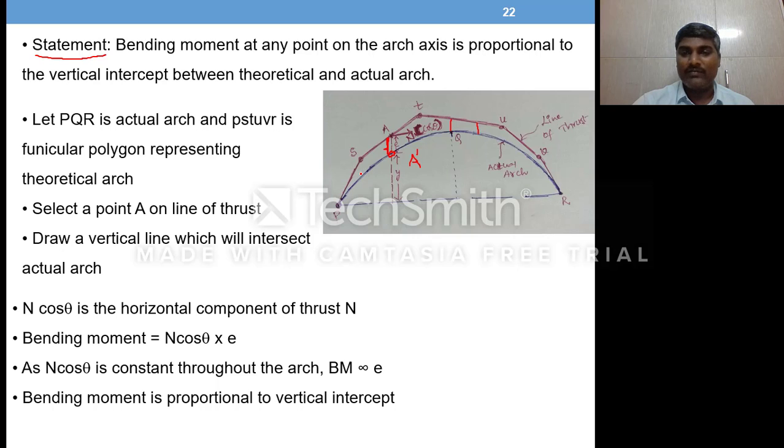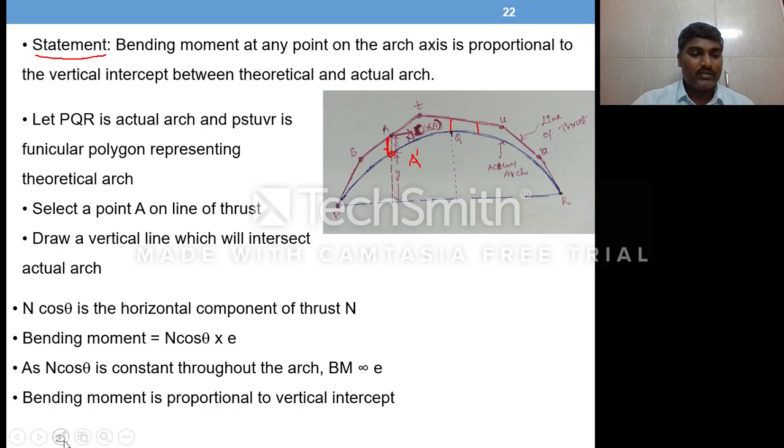Qualitatively, you can identify the region where the maximum bending moment is, and the region where the minimum bending moment is. Likewise, you can have a clear picture of the bending moment developed in this arch. This is the use of Eddy's theorem, which will give you a qualitative idea of the bending moment in an actual arch. Let's see how you prove this theorem.